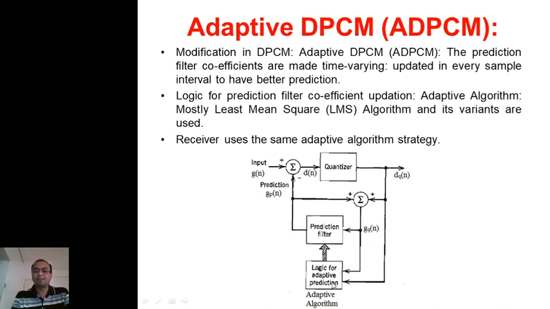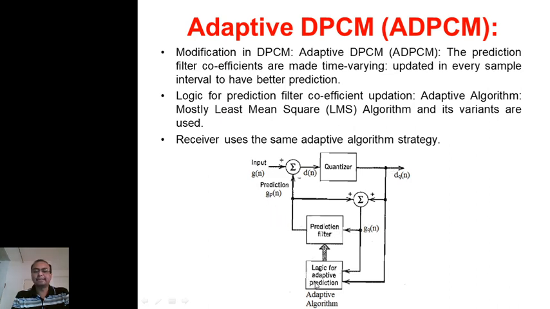So we have one block here which consists of the adaptive algorithm, and here is the logic for this adaptive prediction. This will continuously change the coefficient a_k of this predictor so that the predicted signal g_p[n] is very close to g[n], and this difference is almost 0, and we have very good compression here. All other blocks are the same.